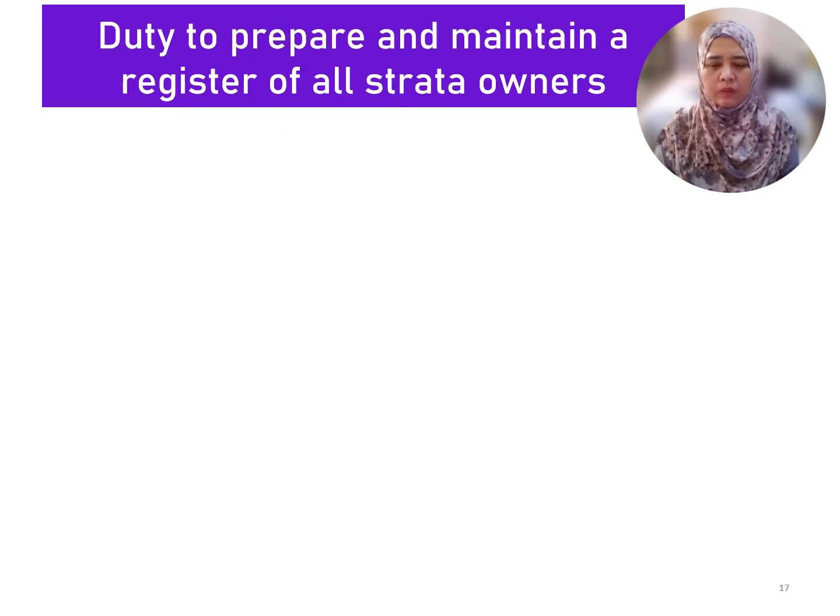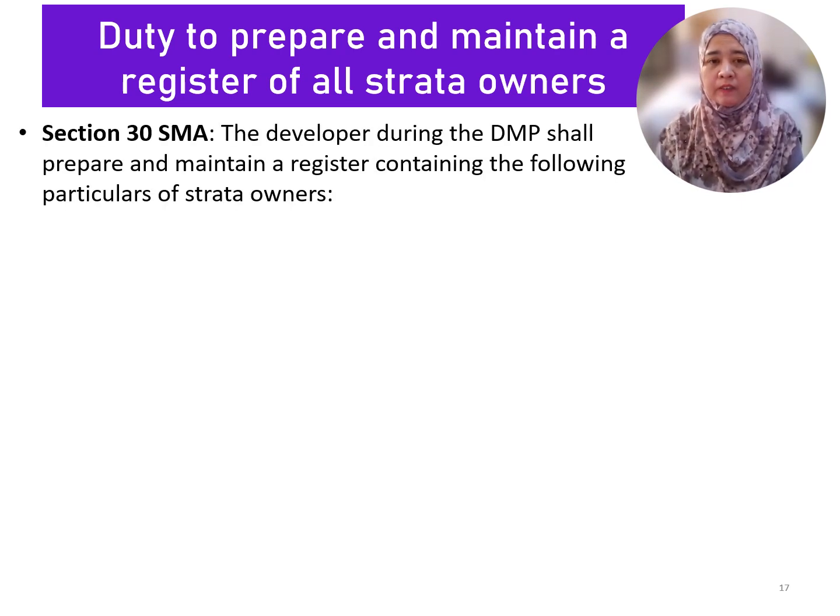Now, I'm going to talk in more detail about the duty to prepare and maintain a register of all strata owners. Remember the register that must be kept at the management office, at the strata scheme itself. So this is a register under section 30 of SMA, whereby it says, the section 30 register: the developer during the developer's management period shall prepare and maintain a register containing the following particulars of strata owners. So this is the register that I was talking about.